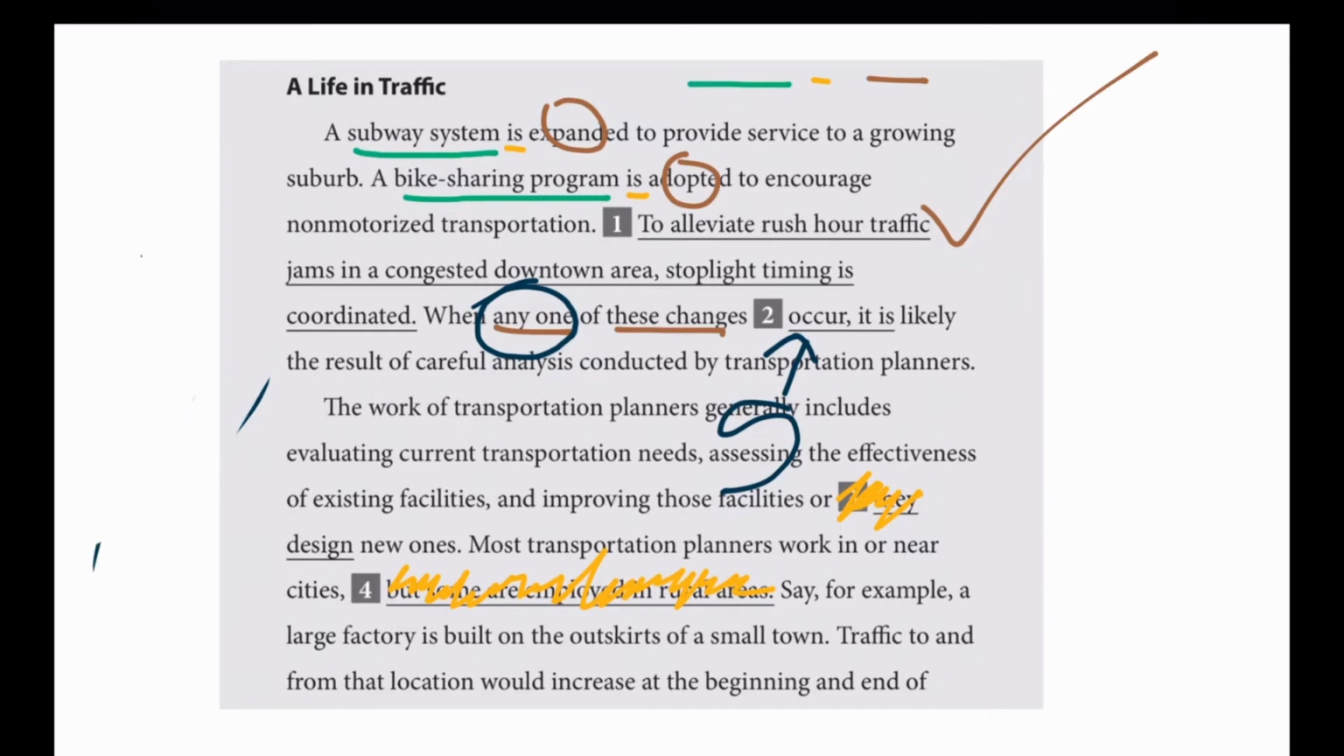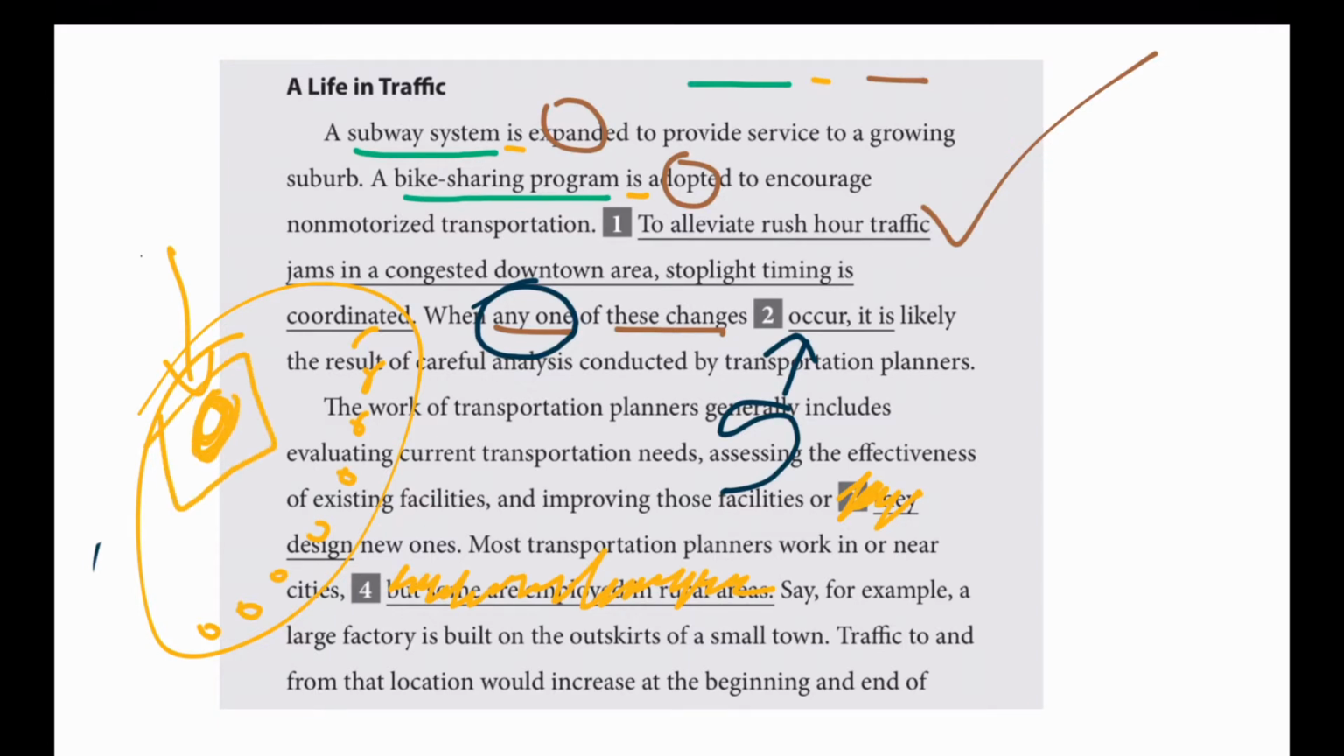So imagine it like this. Imagine you have a big pot called changes. Okay, you have a lot of changes, you have a lot of stones here, okay? When I would say when any one of these stones runs, right? So when I'm talking about any one of these stones, now I have focused on a singular subject. So if this is singular, then the verb has to be singular as well, which makes it occurs, not occur.